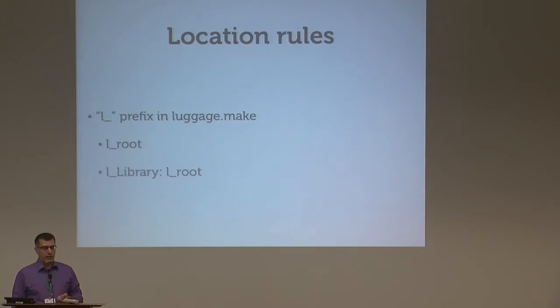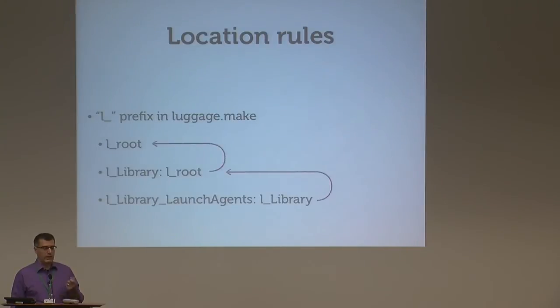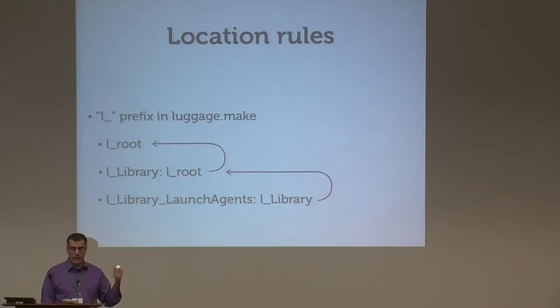So make relies on dependencies here to do its work. Each dependency is a small piece loosely joined with the others. The locations in the system where you store your files are listed in the luggage.make file. And we've got ones like this. They carry a lowercase l underscore prefix. So anything that has an l underscore is a location that we're going to install something into, or potentially install something into. Here, the launch agents folder at the bottom depends upon the library and then root.